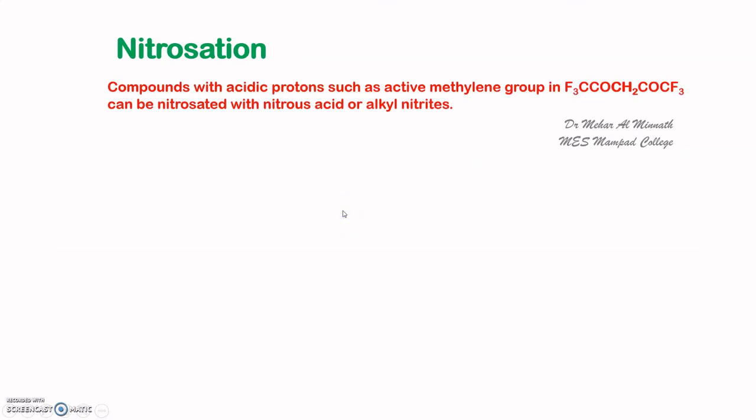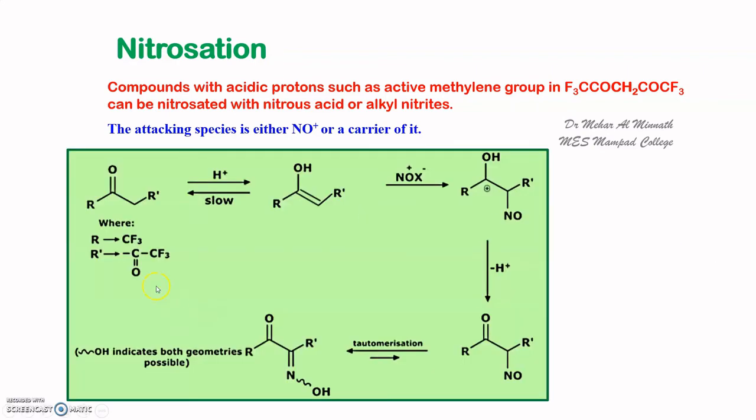Nitrosation is another example wherein the acidic proton is replaced by the nitroso group. If you have an active methylene group like this here in this compound, because it is sandwiched between COCF3, highly electron withdrawing groups, it becomes highly acidic and can be easily nitrosated. Here NO plus is the electrophile, or the carrier of NO plus will be the attacking species. So this is the mechanism.